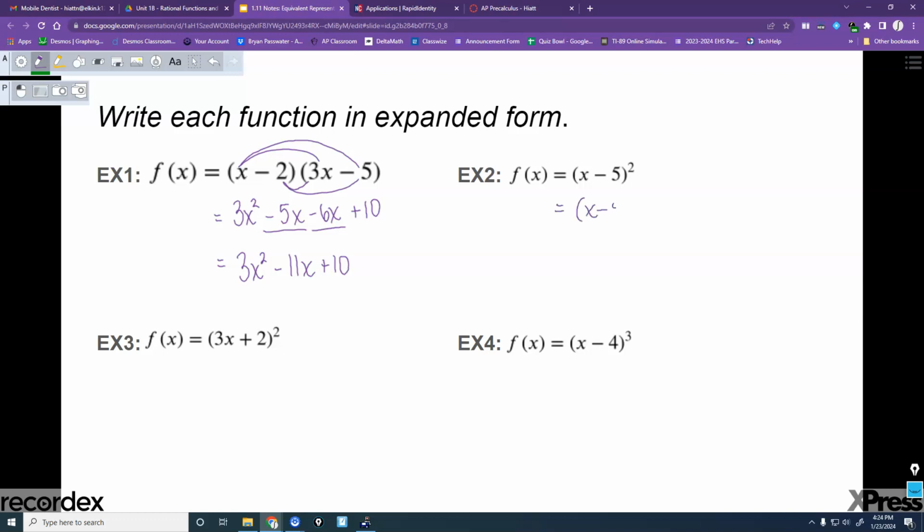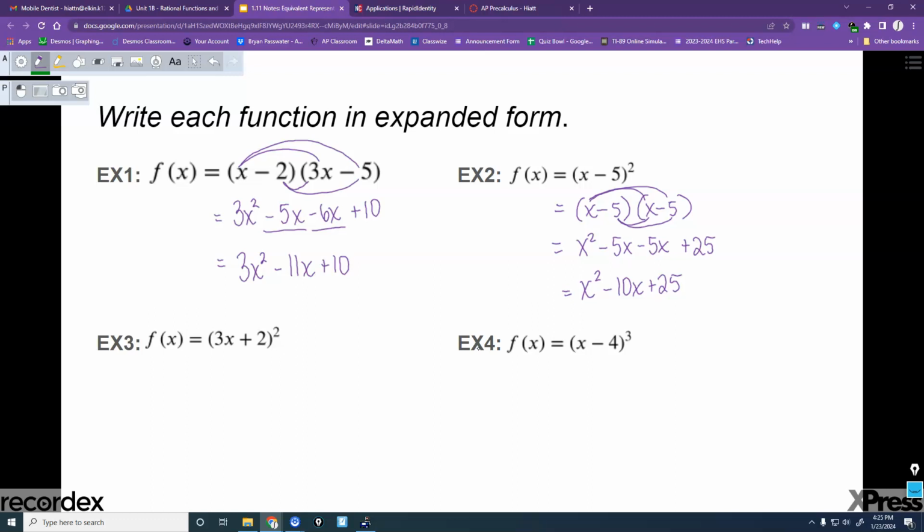This is x minus 5 times x minus 5. So you would do x times x, you would get x squared. X times negative 5, you would get negative 5x. This negative 5 needs to be distributed, so negative 5x. And then negative 5 times negative 5 is positive 25. And so we would have x squared minus 10x plus 25. So that would be equivalent to the original function.